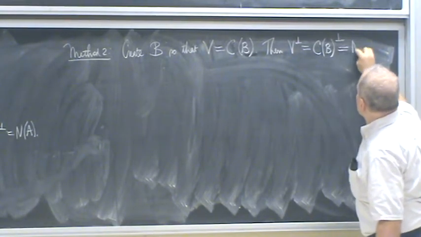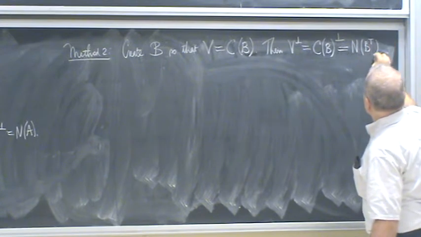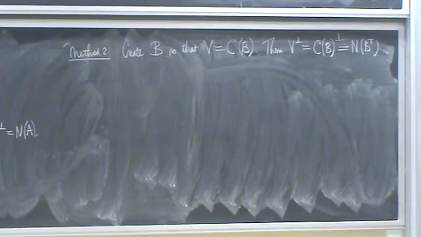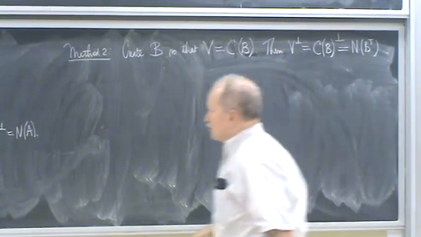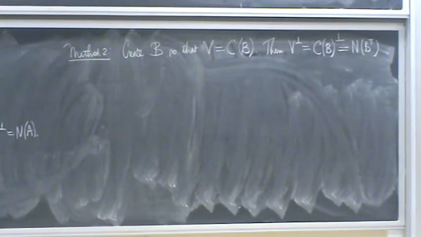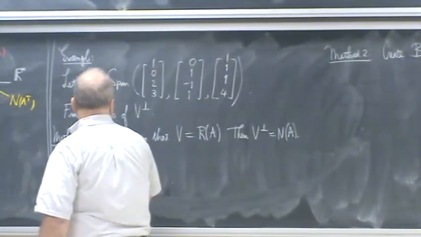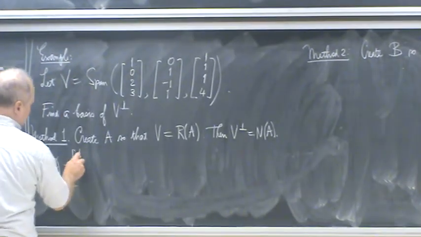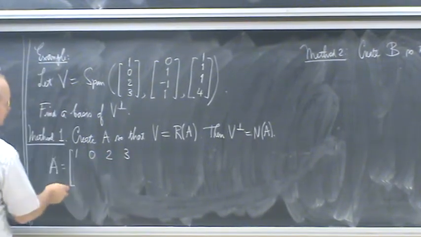Left null space. Left null space of B transpose. How are A and B related? They're transposes, the same way we did this thing over here.